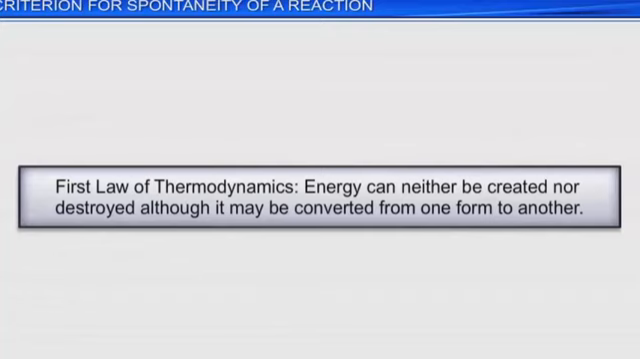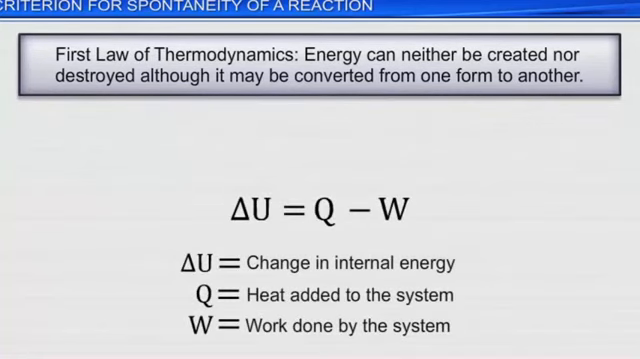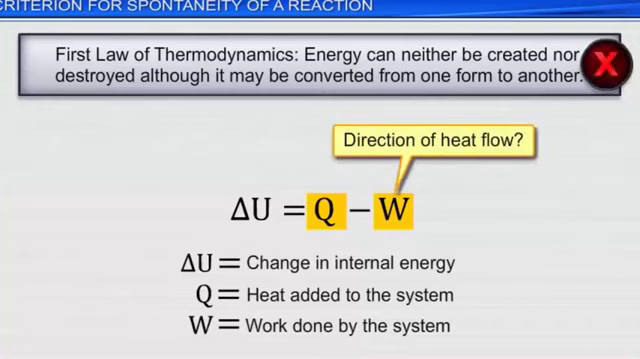We know that the first law of thermodynamics states that energy can neither be created nor destroyed, although it may be converted from one form to another. We also know that the transfer of energy usually occurs due to heat, Q, or work, W. While the first law explains the relationship between the heat absorbed and work done, it does not explain the direction of heat flow.